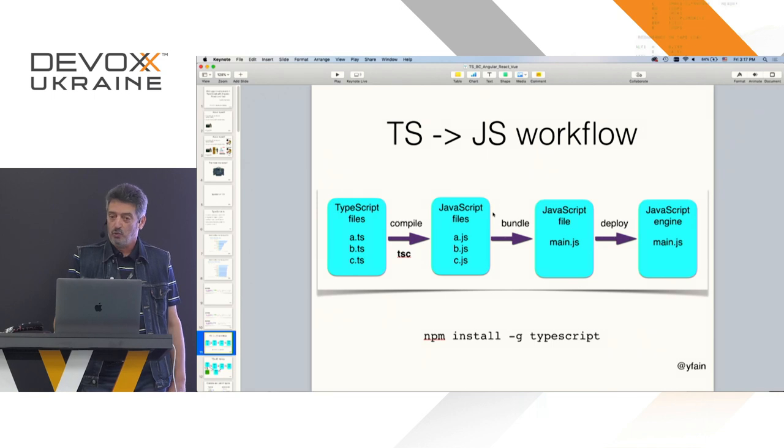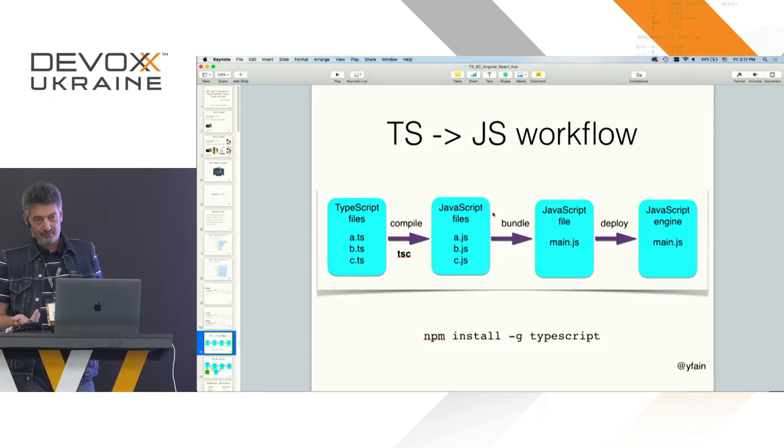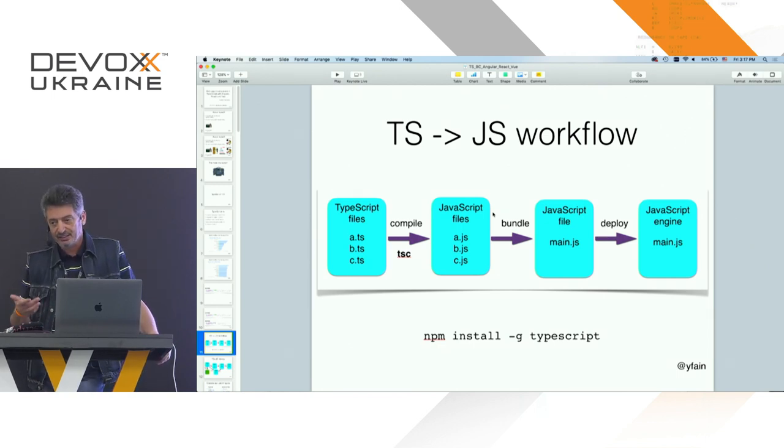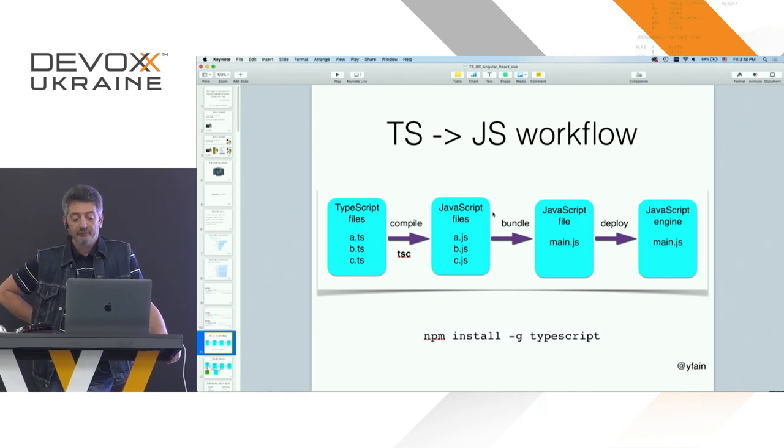What is the workflow? Let's say you learn the language. What do you do to program and to deploy this program, the web app, for example, written in TypeScript? You need to turn it into JavaScript. So there is a compiler. The name of the compiler is TSC. You can install it and compile it from the command line. You can use it in your workflow, in your deployment.